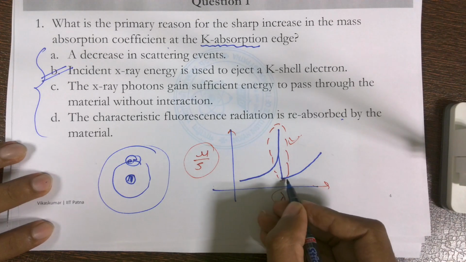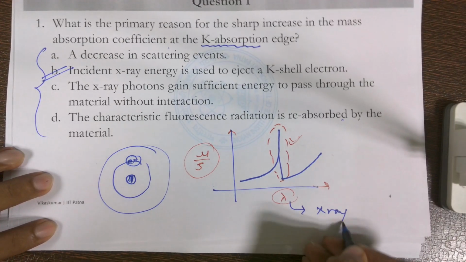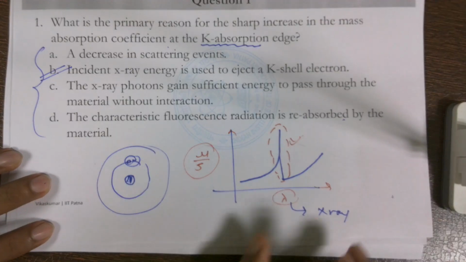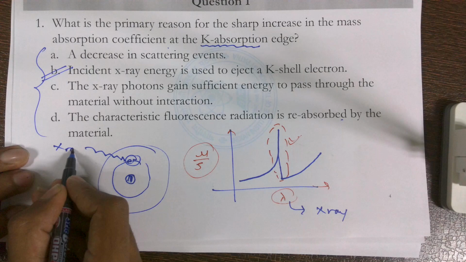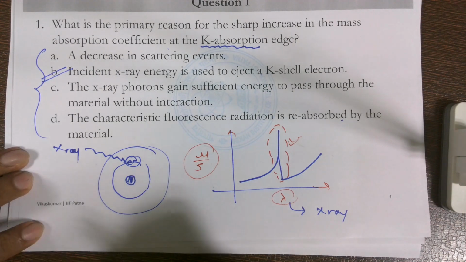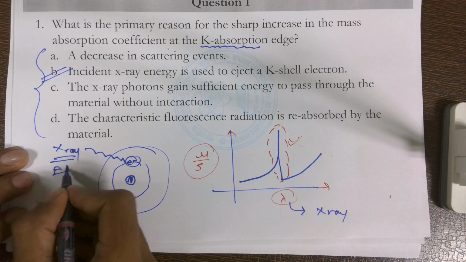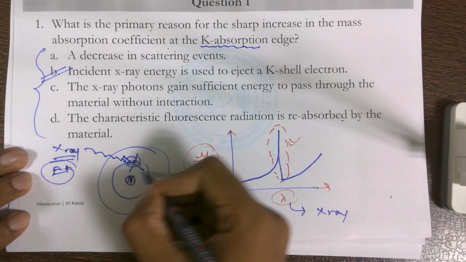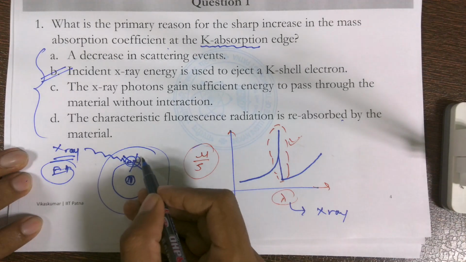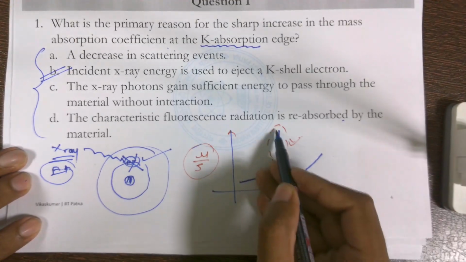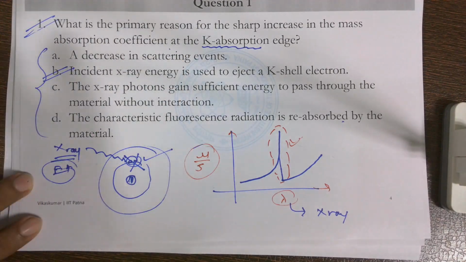Now our energy of the incoming X-ray, we are talking about the X-ray. So no need to get confused with the electrons. Now the X-ray came. Now it is interacting with the material, and it saw that it has a sufficient energy. The energy was so high that it can knock out this particular electron and remove it. So now the energy of the X-ray is getting absorbed in removing the electron, and that is why this jump is there. Okay, very good, guys. So the right answer is option B over here.